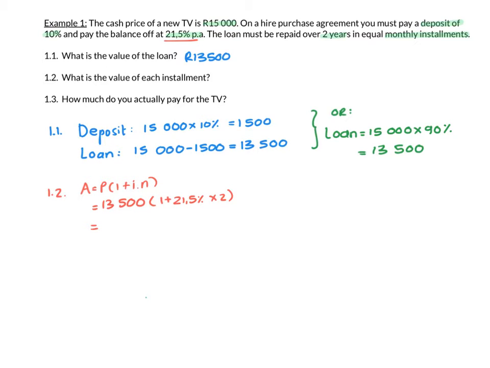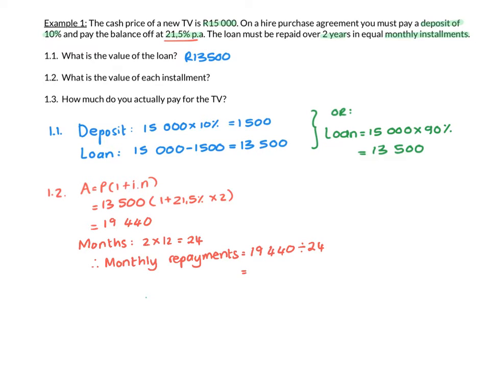When I calculate this, I get 19,440 Rand. That is what's owed over the whole time period. Now I need to consider how many months there are. 2 years would make 2 times 12, 24 months. So I divide what I owe by how many months there are to get the monthly repayments. So 19,440 Rand divided by 24 gives me a monthly payment of 810 Rand.